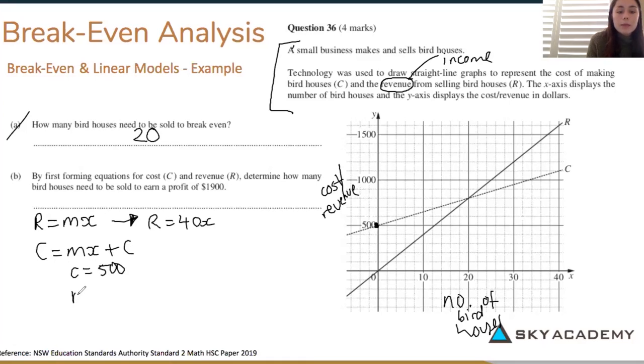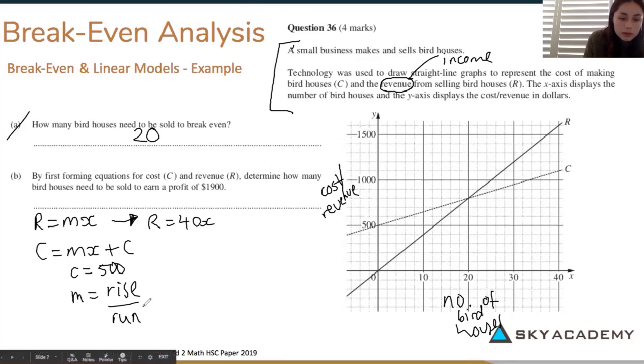The m for the cost line is going to be different from the revenue line because they have different slopes, they have different gradients. They're not the same line and they aren't parallel lines, so they're going to have different m's. So m equals rise over run. And so I need to go to my cost line. So I'm going to do here and here. And so that's a rise from 500 to 800. So that's a rise of 300.